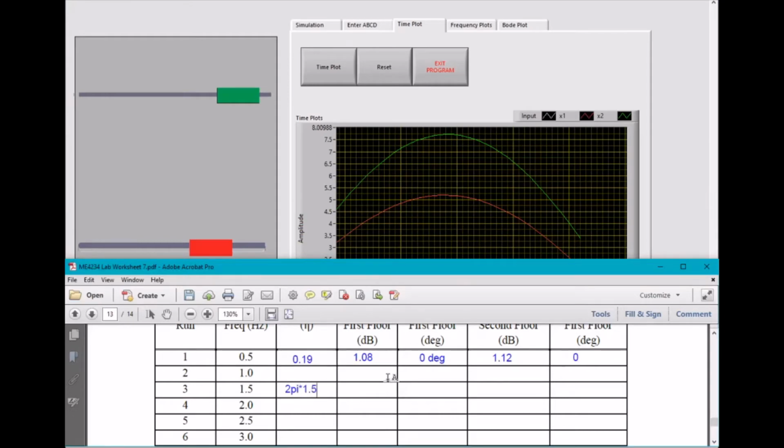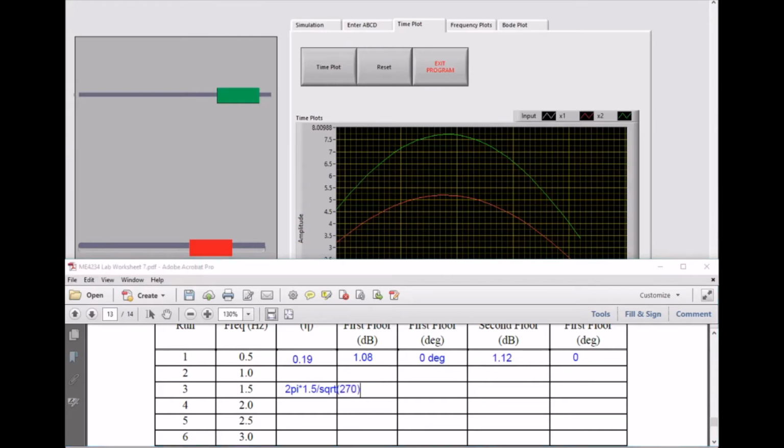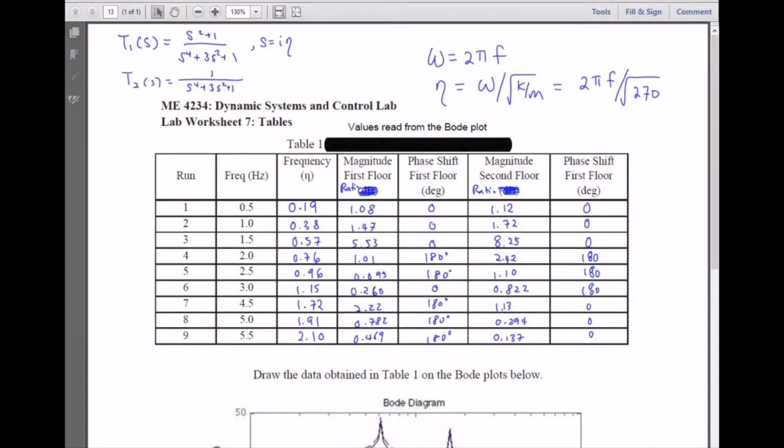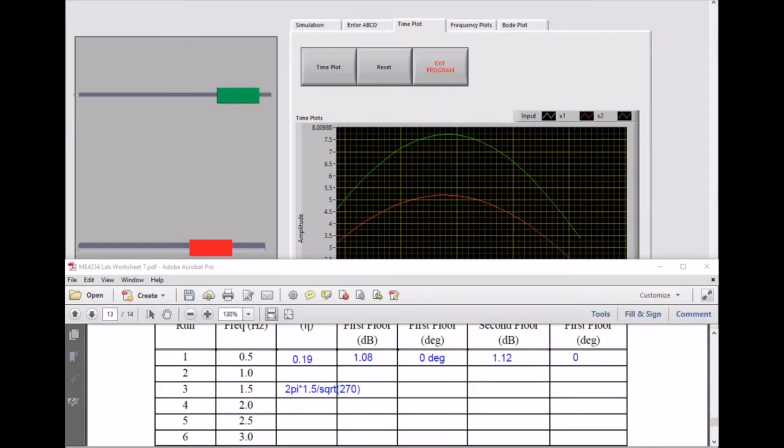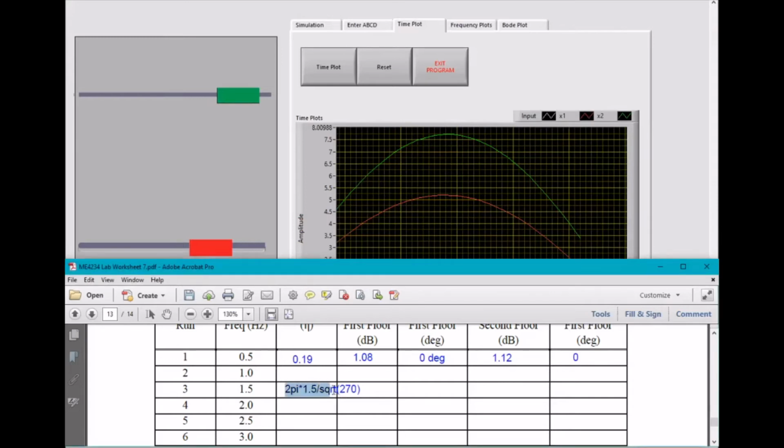You change to omega, right? So 2 pi f, and then you have to divide by the square root of 270. So that's your eta frequency, which is equal to, I'm going to cheat from my sheet, okay? So that's equal to 0.57. That number is 0.57, or simply about 3 times the eta 1.